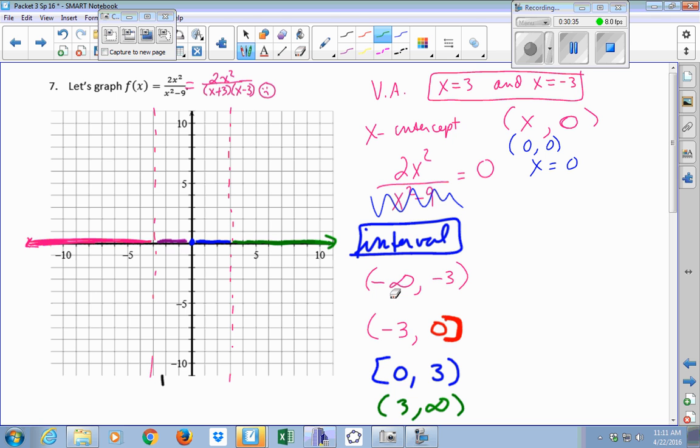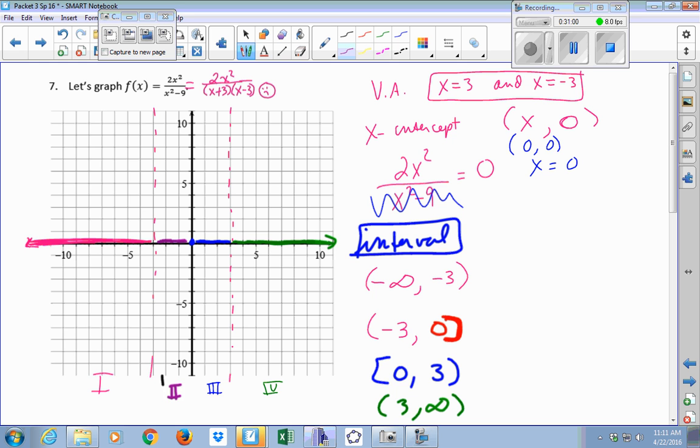You've got your pink region right here, which is from negative infinity to negative 3. You've got your purple region, which is from negative 3 to your x-intercept 0. You've got your blue region, which is from 0 to positive 3. And then finally, you've got your green region. You've got 4 regions here. That's all you have to do, is focus on those.